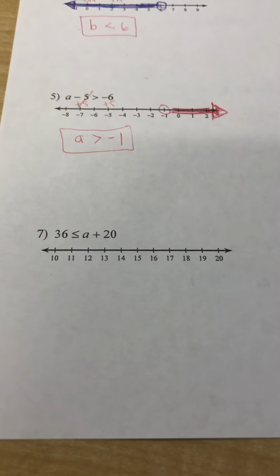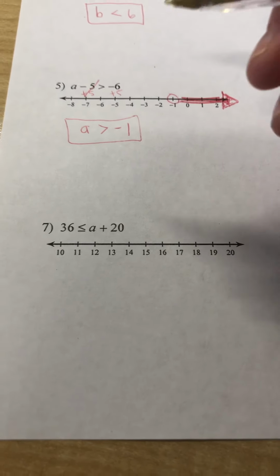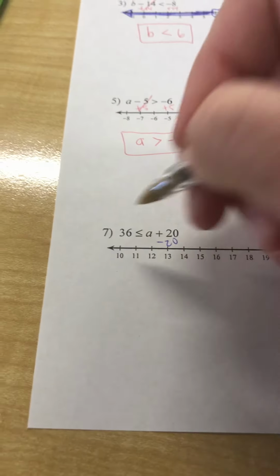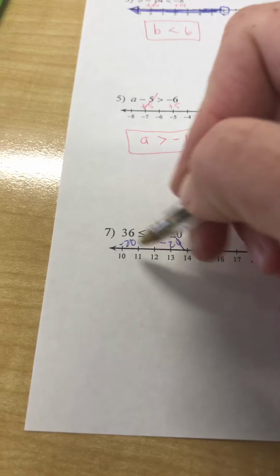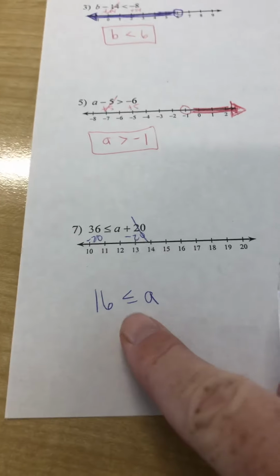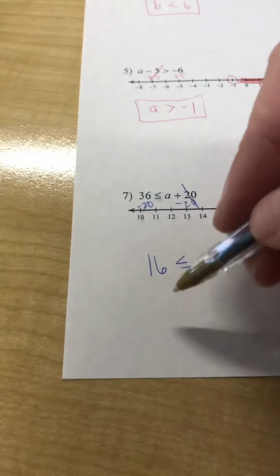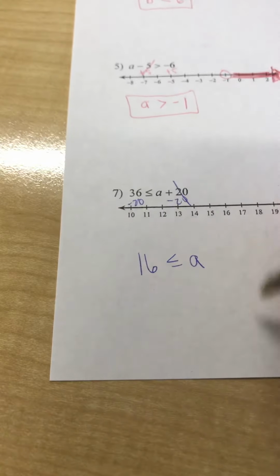And our last one right here, it says 36 is less than or equal to a plus 20, so I'm going to subtract 20. And I'm going to have 16 is less than or equal to a. Here's a problem. Do you remember when I said in the notes that your letter has to be on the left-hand side? So I have to reverse this whole thing.